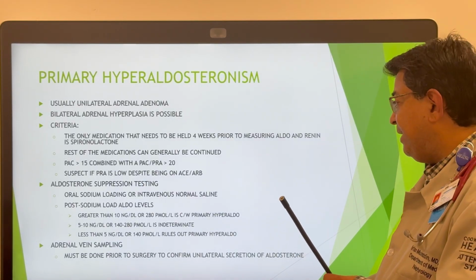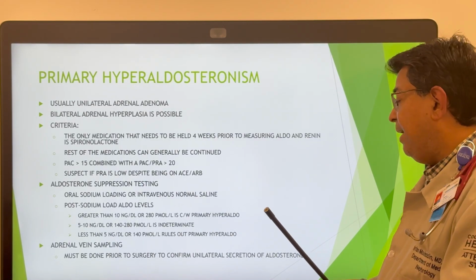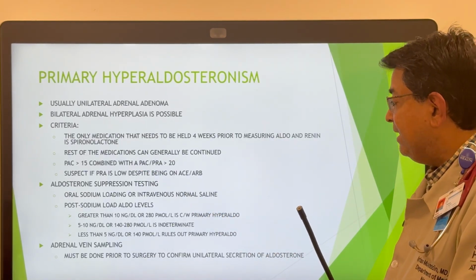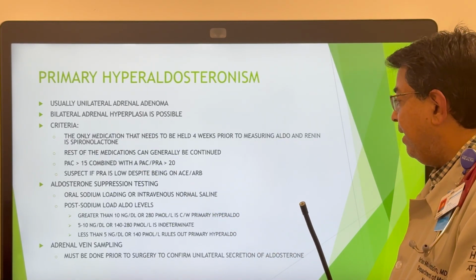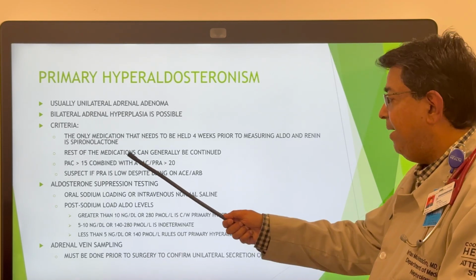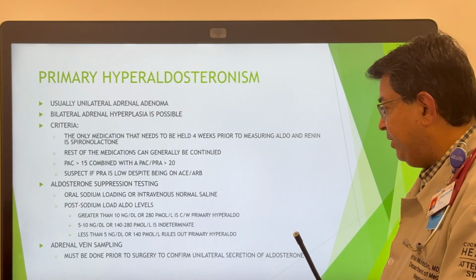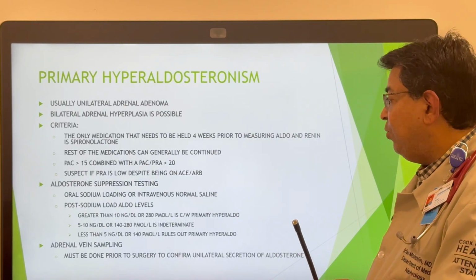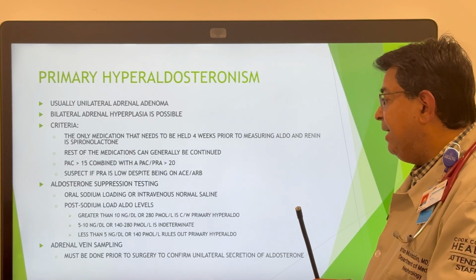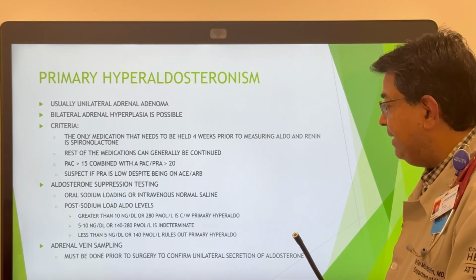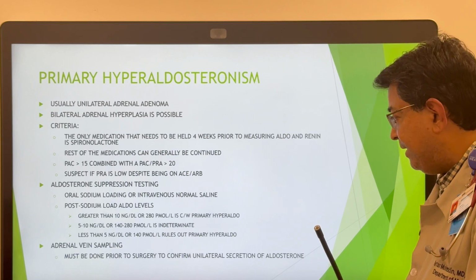The rest of the medications can generally be continued, and you can suspect it if the plasma renin activity is low despite being on an ACE inhibitor or ARB. The diagnosis is made with an aldosterone of greater than 15 or an aldosterone to renin ratio greater than 20. You should do aldosterone suppression testing to confirm that primary aldosteronism is a viable diagnosis.